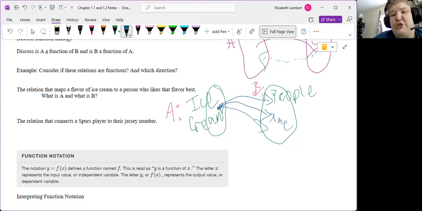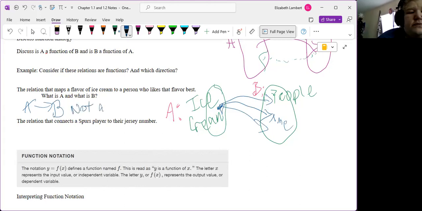So is this a function? I'm saying vanilla is my input. My output is suddenly multiple things. So A going to B, not a function.